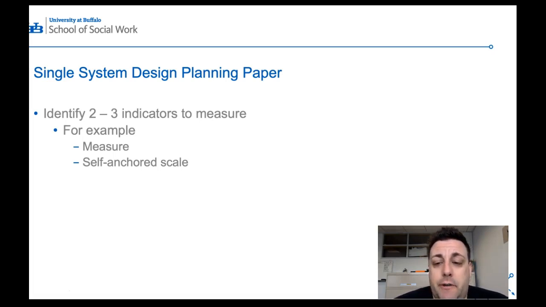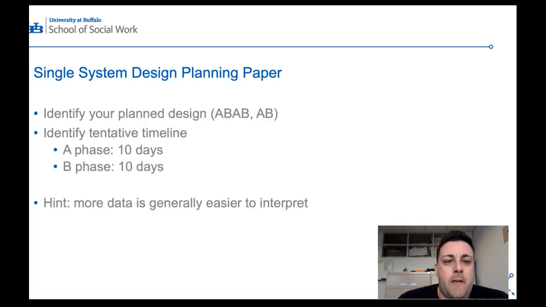Take a look at last week's material if you need a refresher on how to structure a self-anchored scale. But one of the things I'll be looking for when I look at your paper is: is your self-anchored scale set up in the right way? Again, the general format for a self-anchored scale is: on a scale from 1 to 10, with 10 being the most or the highest, how blank are you feeling? Blank obviously corresponding to whatever target problem you're choosing to use in your single system design.